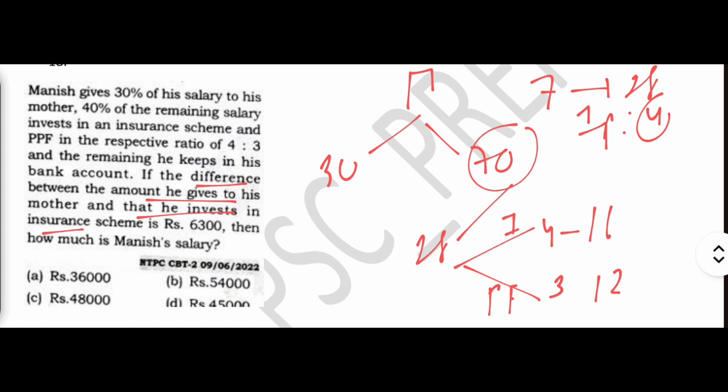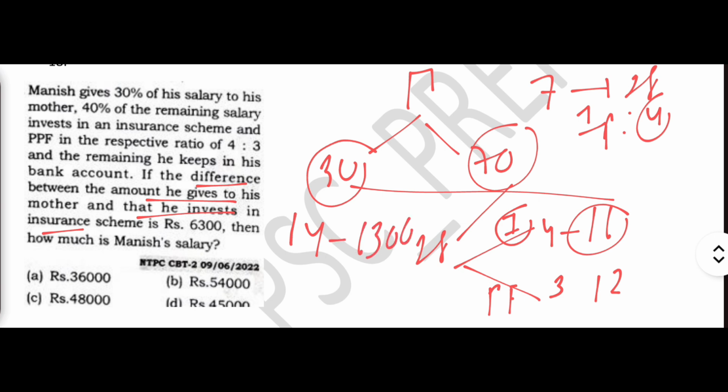If the difference between the amount he gives to his mother and what he invests in insurance, they are saying that the difference between 13 and 16, this is insurance, and what he gives to his mother, what is the difference between this? The difference is nothing but 14 parts. Okay, the difference is 6300. Then how much is his salary? Okay, simple.